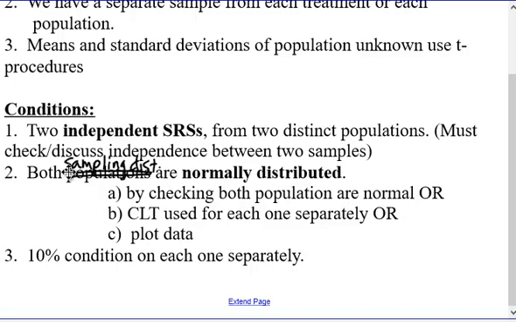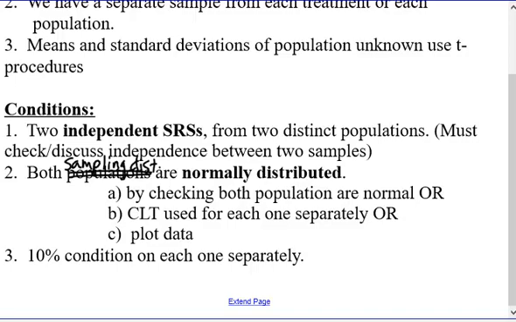You will probably be using the central limit theorem a lot more often than having the information that the populations are normal. And then again, if you don't have that, you could plot the data if you had the data. Okay, if you don't have the data and you don't have the other two, then you can't check for normality, and that condition would then not hold true. So then you could not do the procedure. And then of course we have our 10% condition that you would check on each of the samples separately. You would check the 10% condition.